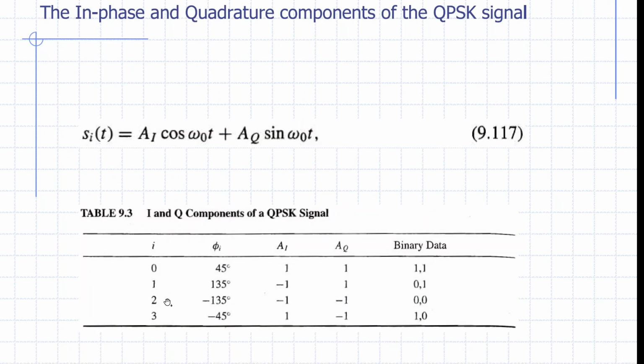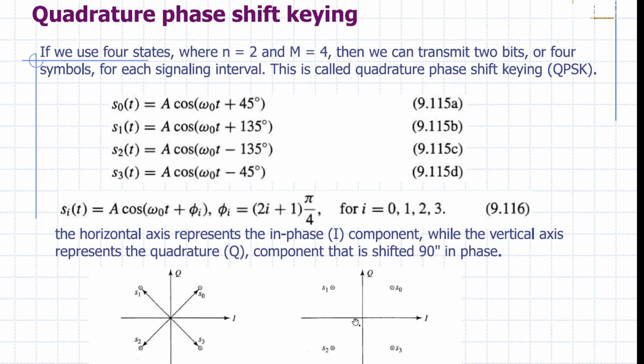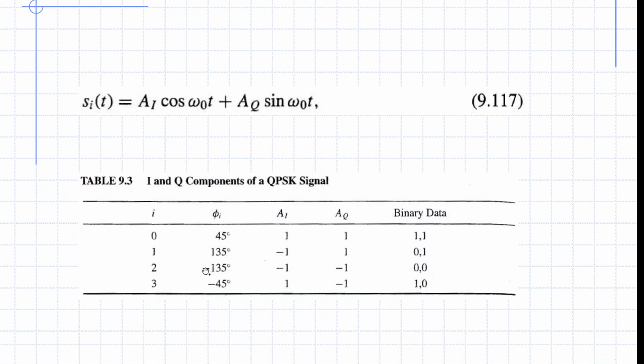So similarly, when i equals 1, phase is 135 degrees, in-phase component is negative, quadrature component is positive, that is this point S1. Then 2 and 3: this is in the third quadrant, both are negative, and this is in the fourth quadrant, in-phase positive and quadrature negative. So 1 1 is mapped to 1 1, then minus 1 1 is mapped to binary data 0 1, minus 1 minus 1 is mapped to 0 0, and 1 minus 1 is mapped to 1 0.